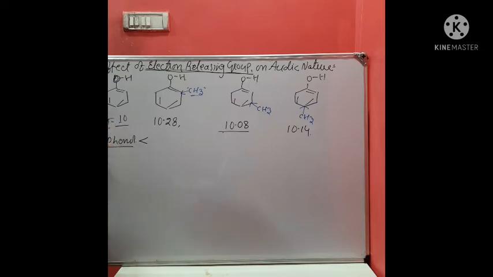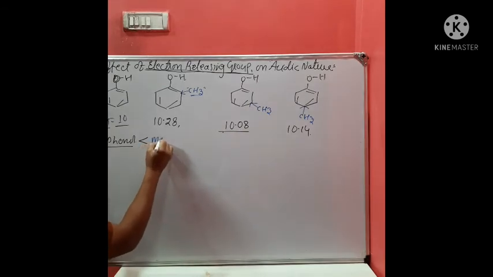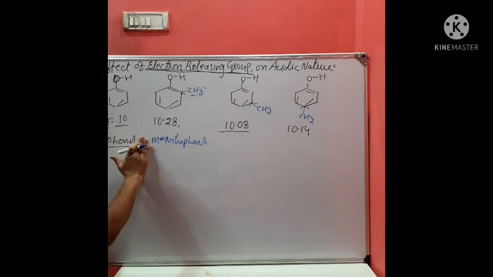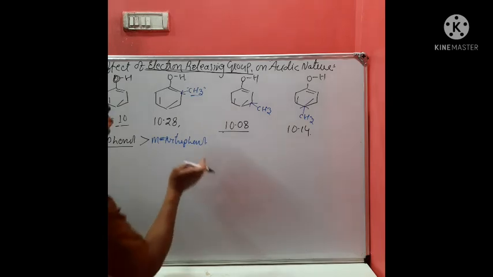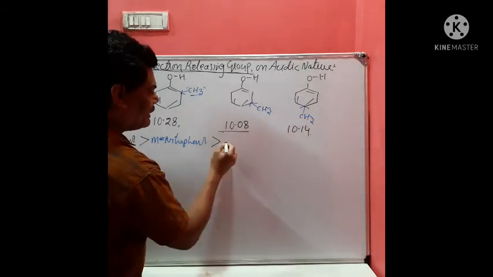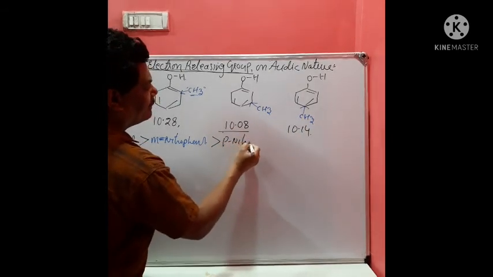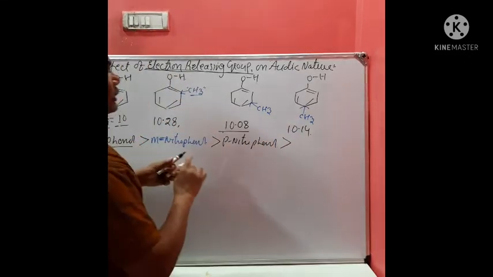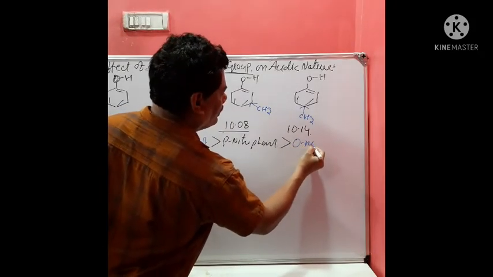Phenol is exactly 10. But now in case of meta, its value is 10.08. Means now meta nitrophenol. Let me check it. Its value is lesser, means phenol will be more acidic, and then a little lesser will be meta nitrophenol, then a little higher value of para nitrophenol. So para nitrophenol, and the least acidic will be ortho nitrophenol.